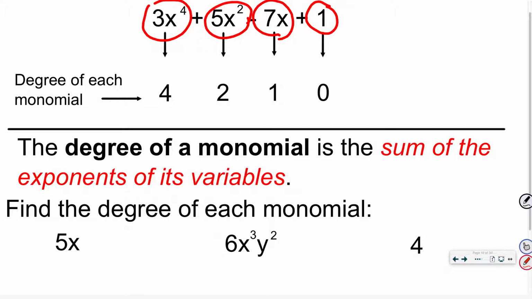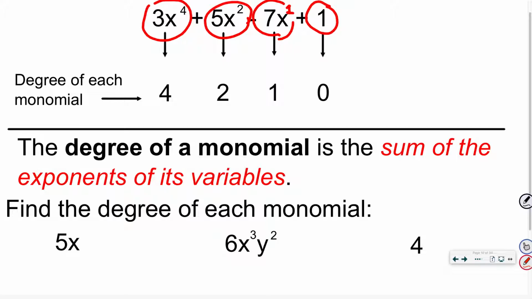I thought it was 0 because I think that the 0 power was 1. That wouldn't be the reason. The reason here, if we know that the degree of the monomial is adding up the exponents, if there is no exponent, then our degree would be 0. There's no variable to have an exponent.